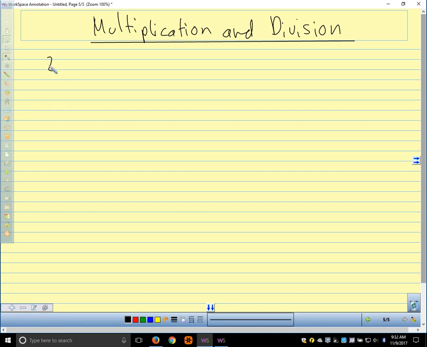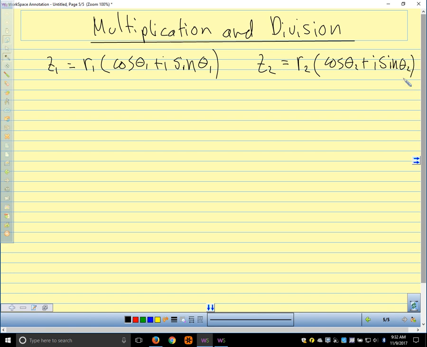All right, so let's say we have one complex number that is R1 cosine theta 1 plus i sine theta 1. R1 is some number, we have some angle here. And Z2 is some other complex number in trig form. R2 cosine theta 2 plus i sine theta 2. And we're going to multiply these two complex numbers in trig form.